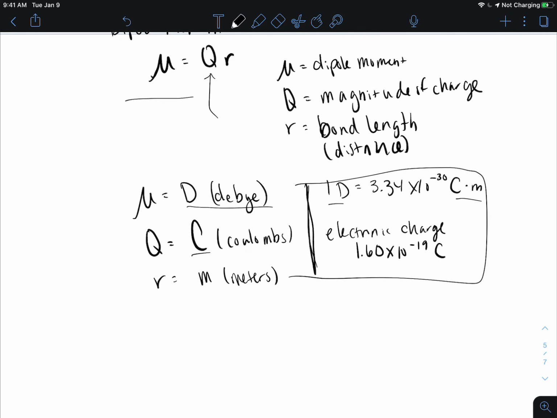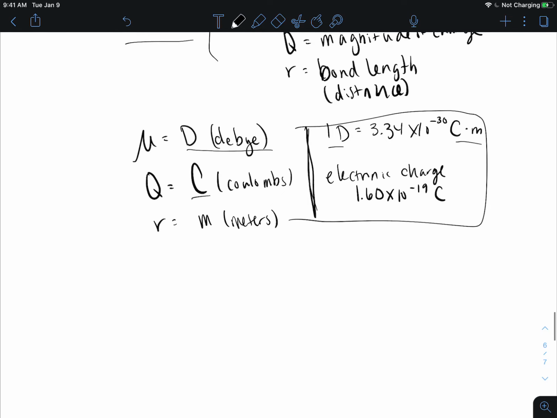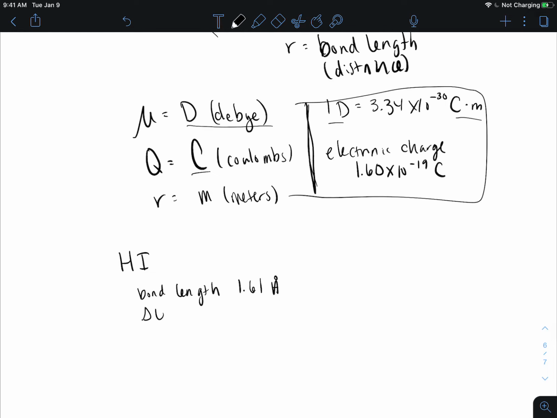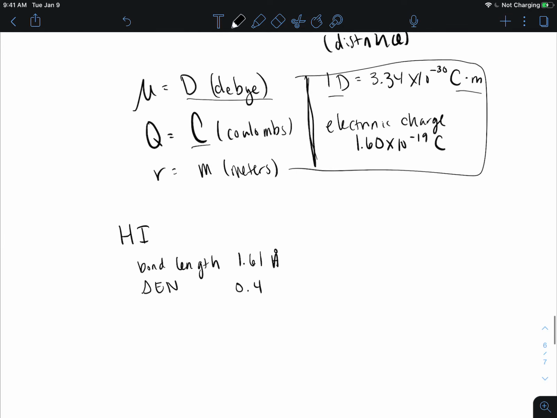For instance, let's try an example. Let's say we have hydrogen iodide. Hydrogen iodide has a bond length of 1.61 angstroms. It has an electronegativity difference of 0.4, and it has a dipole moment of 0.44. Those values should be very, very similar.